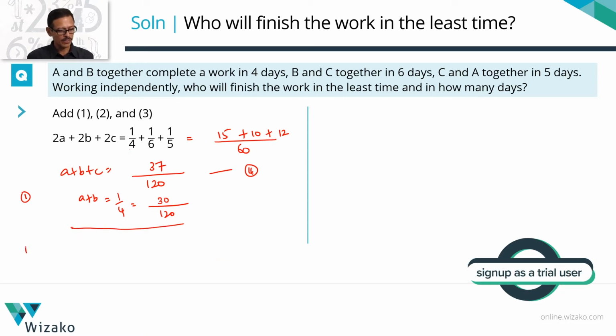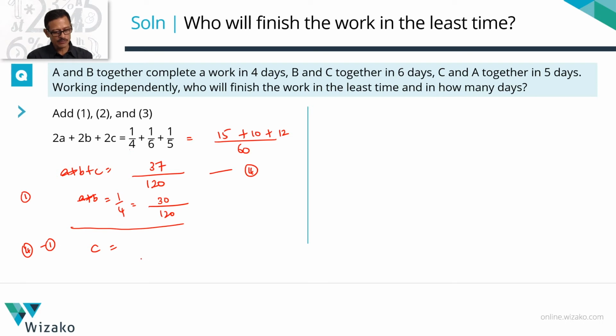Subtract equation 1 from equation 4. Look at the left hand side. A and B will get cancelled. We'll be left with C. The denominator is the same for both these fractions, so 120 is the common denominator. 37 minus 30 is equal to 7. So we got the value of C. What is C? C is the fraction of work done by C in one day. That is 7/120.